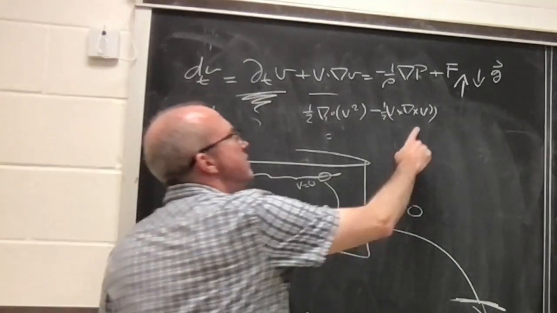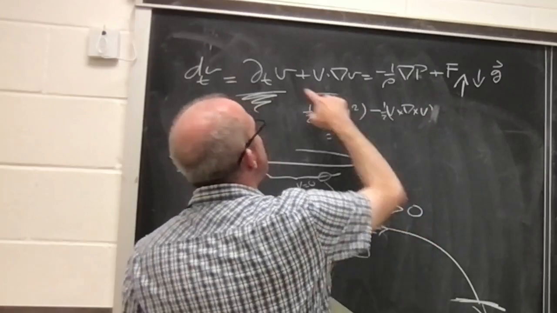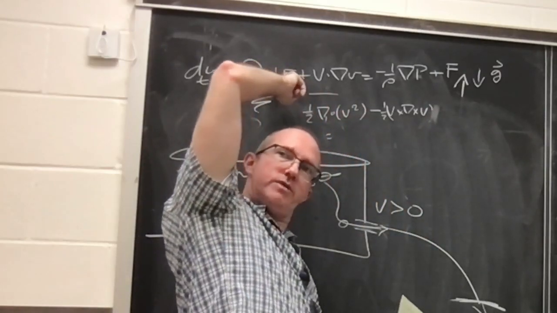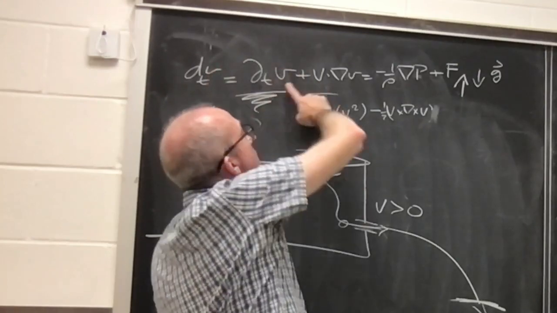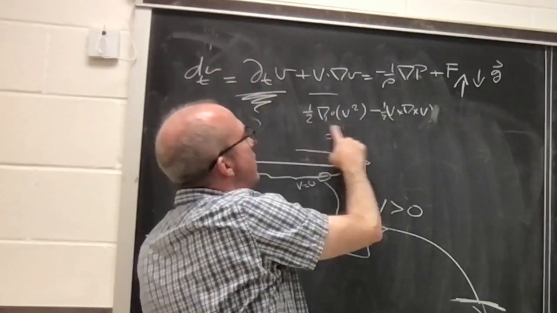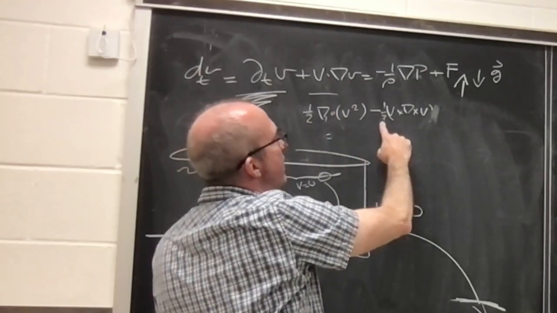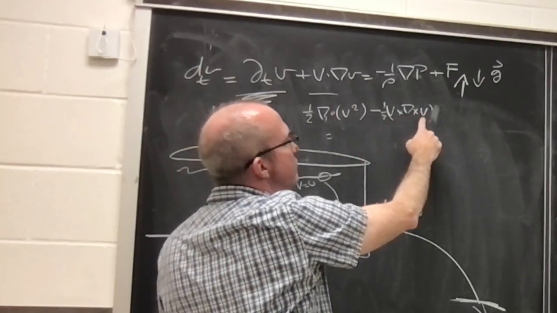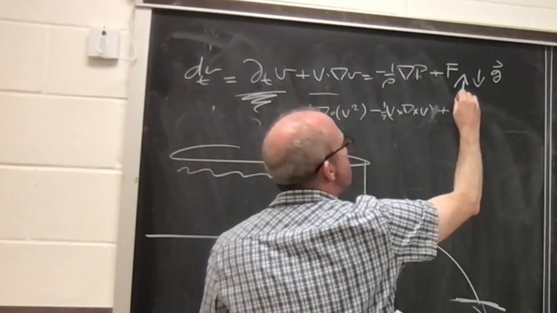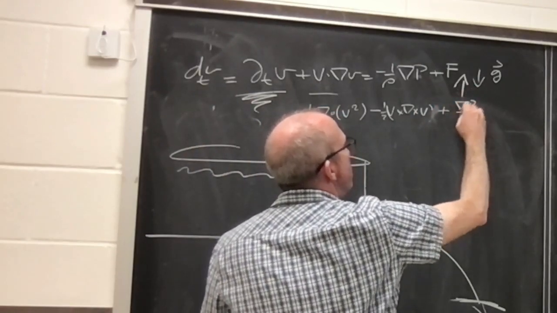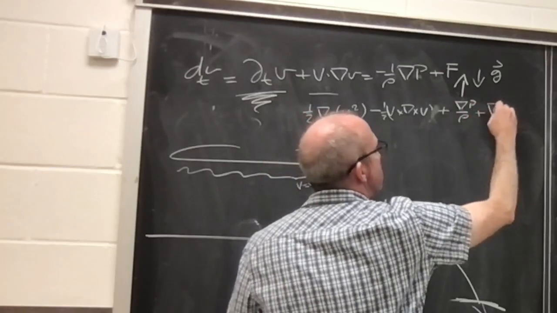There's too many parentheses here. So getting rid of the partial derivative, so now we're in steady flow, not static flow, just steady flow. This term turns into 1/2 grad v squared minus 1/2 v cross grad cross v equals, let's put everything on the other side, plus grad p over rho plus grad phi.